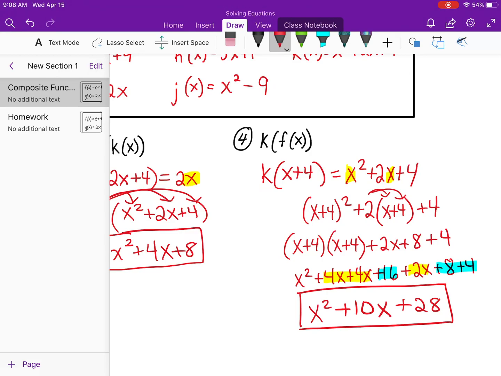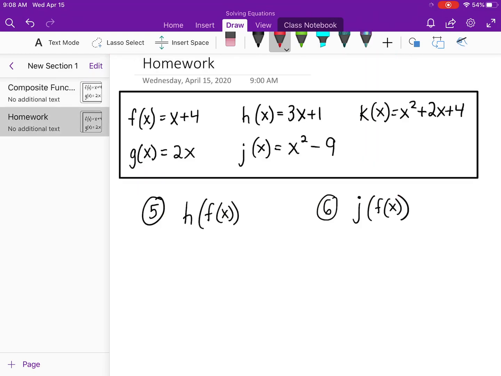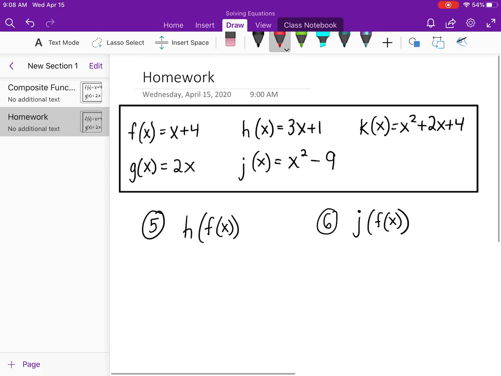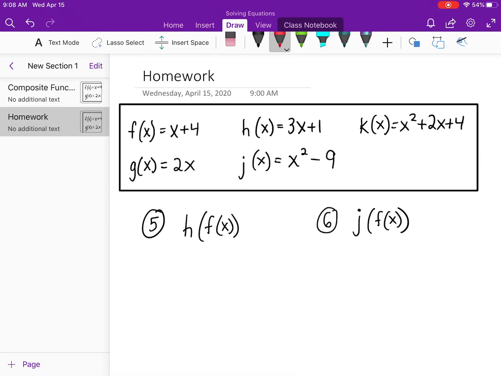So I hope by doing a few more examples, maybe explaining it in a different way, we get a better understanding of composite functions. Now let's take a look at our homework. Same exact 5 functions, and then we've got 2 different problems, h of f of x and then j of f of x. Okay, so just make sure that you're working from the inside out and you're putting the right functions in the right function. Does that make sense? I hope so.